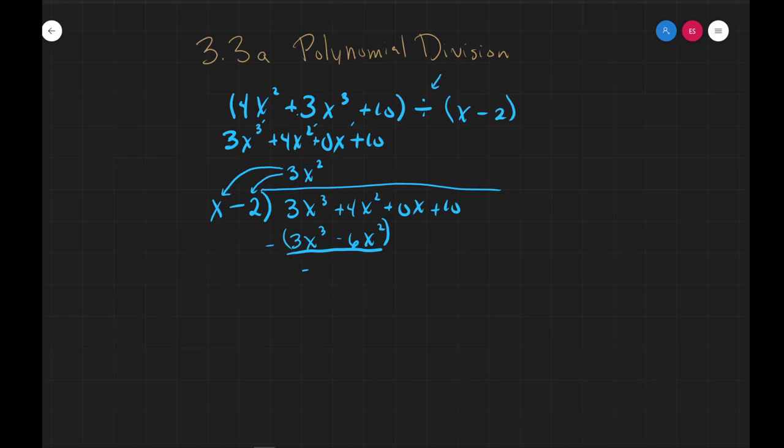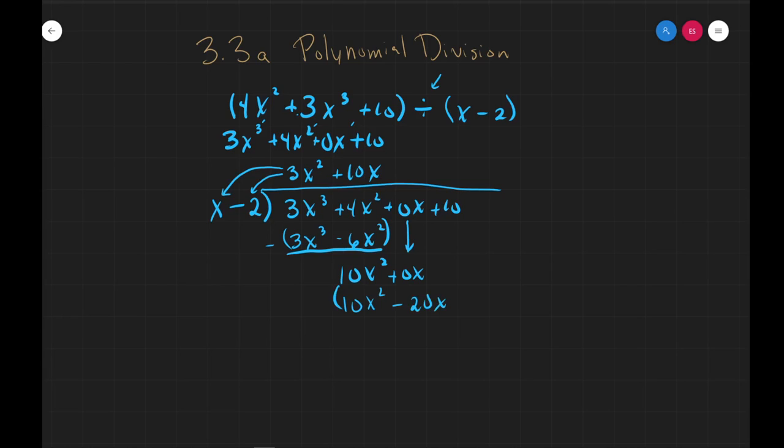4x squared minus negative 6x squared is like we're adding, right? Subtracting a negative is like adding, so it's going to be 10x squared. And then we bring down our next term, plus 0x. Now we want to say, x times what is going to give us 10x squared? Well, that's going to be positive 10x. 10x times x gives us 10x squared. 10x times negative 2 would be negative 20x.